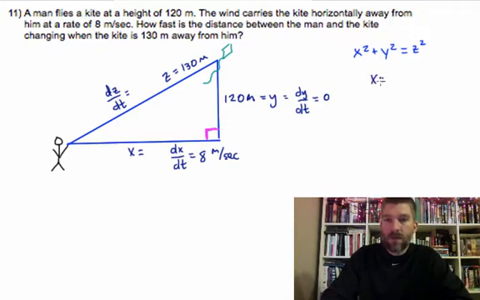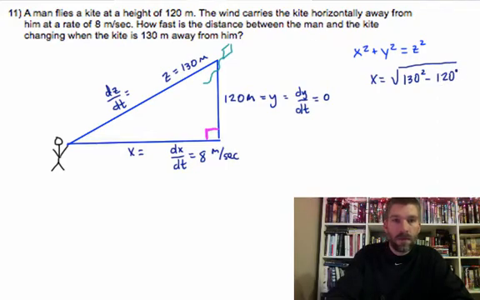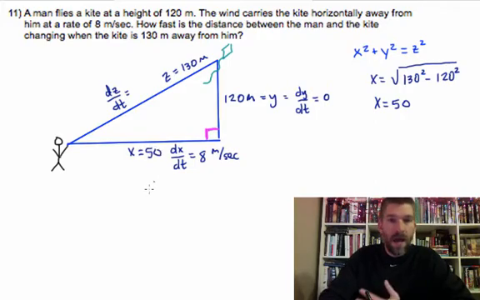Well, x is equal to the square root of the hypotenuse squared, which is 130, minus one of the legs, which is 120, not degrees, squared. And if you punch this into your calculator or simplify it out or work it out however you want to do it, you should wind up with x being equal to 50. So now I've got everything I need to solve this problem out.